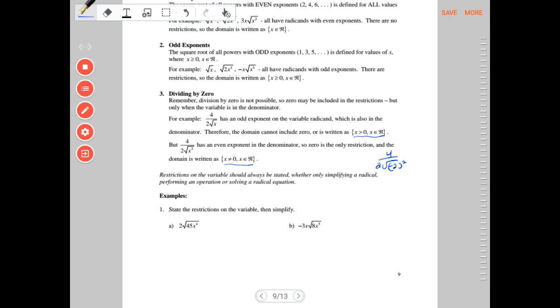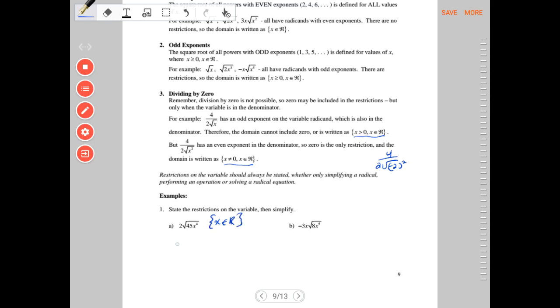State the restrictions on the variable and then simplify. So x is even, so therefore there are no restrictions. x is not in the denominator, so again it can be 0. So we would just say that x belongs to reals.